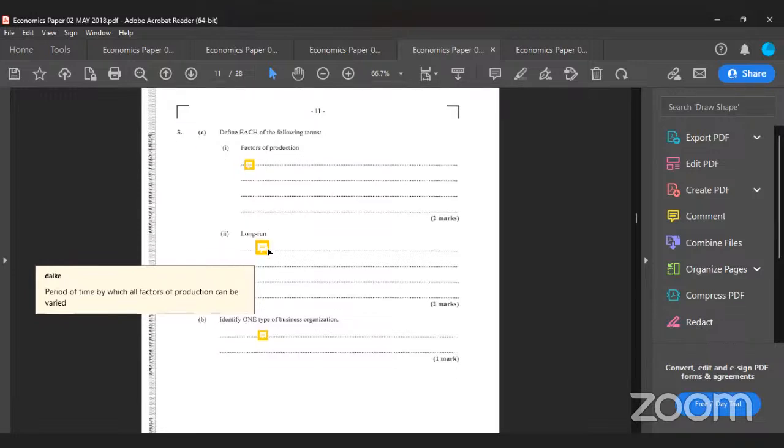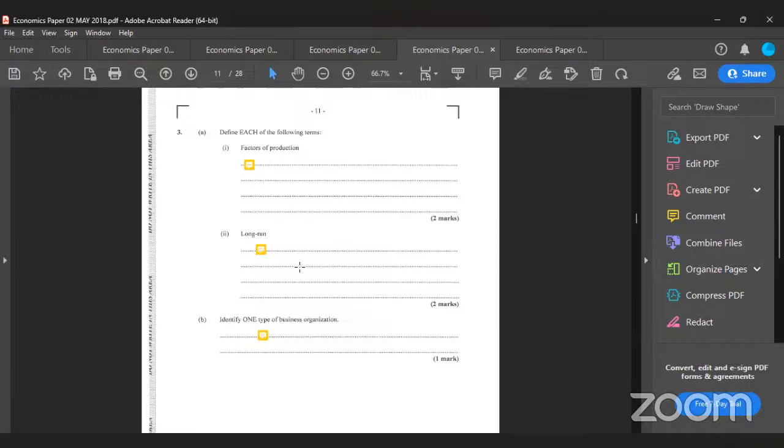Part B asks us to identify one type of business organization. And there are a number of organizations. I wrote sole trader here, but you could use a partnership or company, or any other type, truly. You just want to identify one, write it in a sentence, and you get your mark.